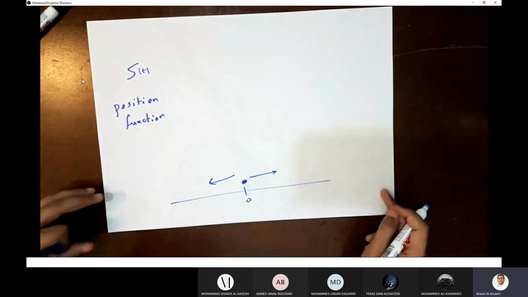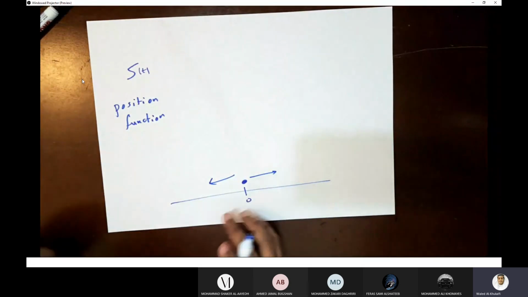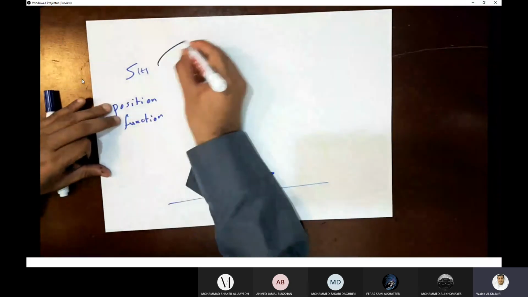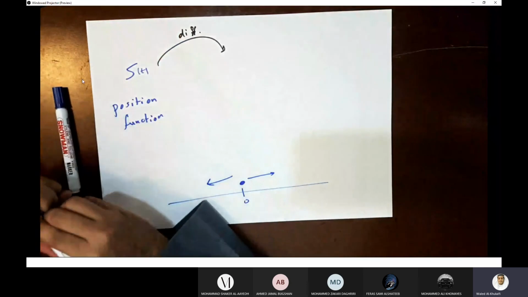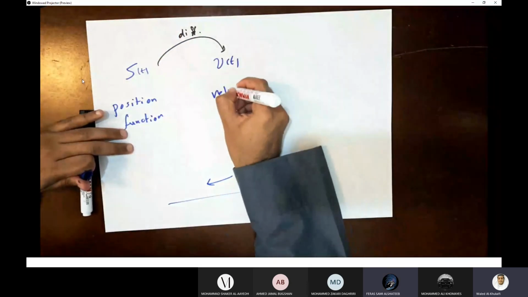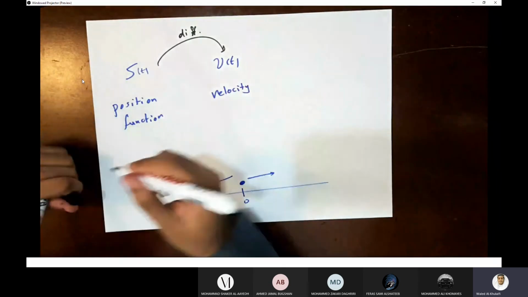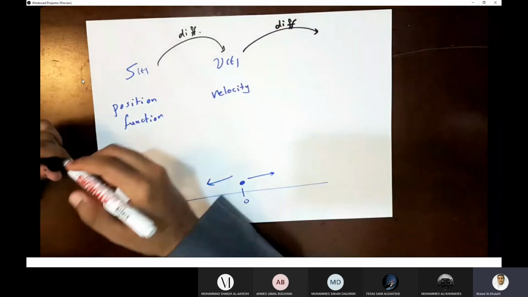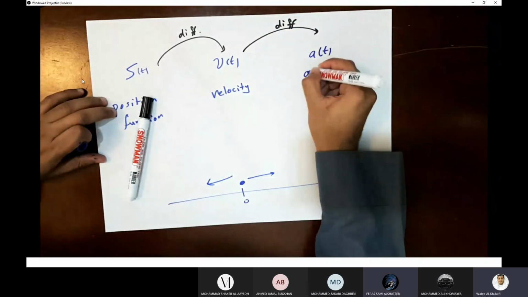Is it on the right? Is it on the left? How many units from the origin, from the right to the left? We're talking about one dimension. When I differentiate, Shabab, what I will get is velocity, the rate of change of distance with respect to time. When I differentiate again, you get acceleration.